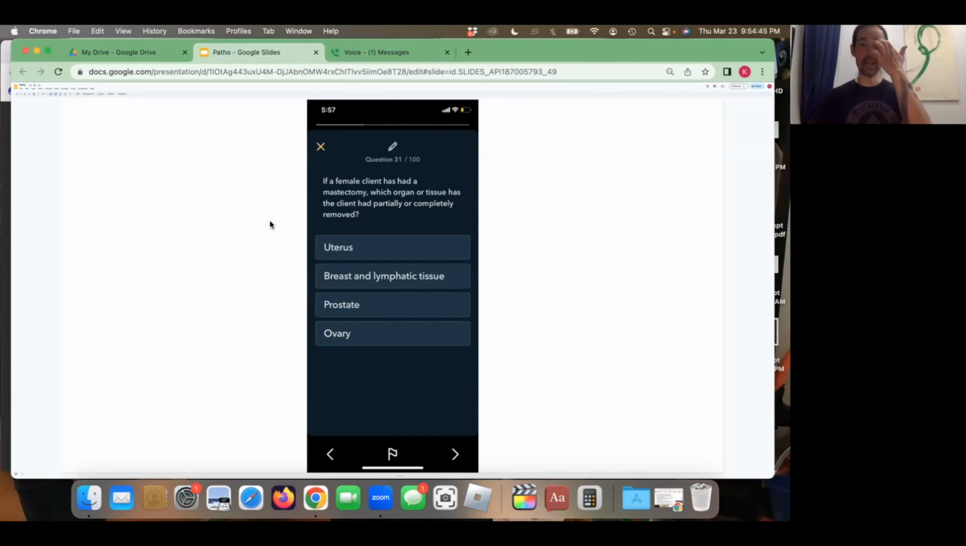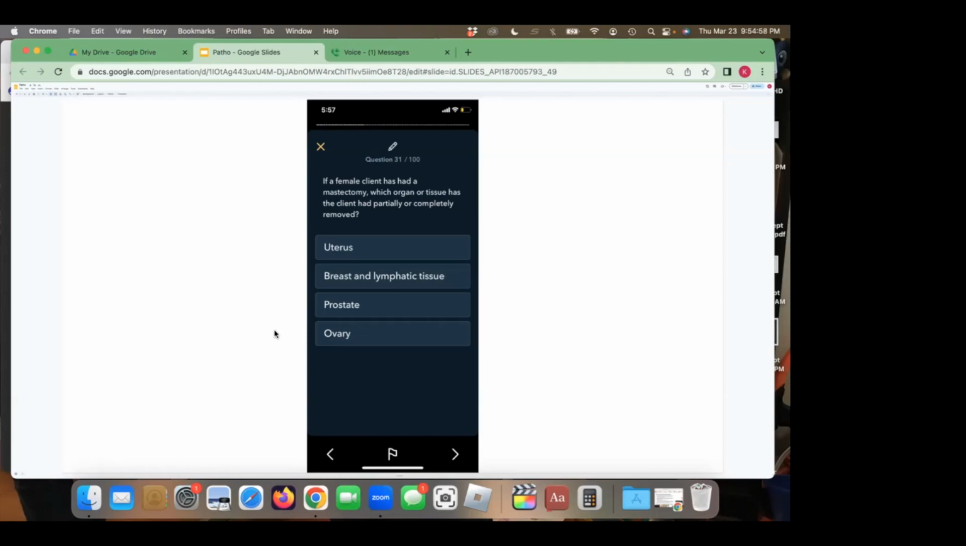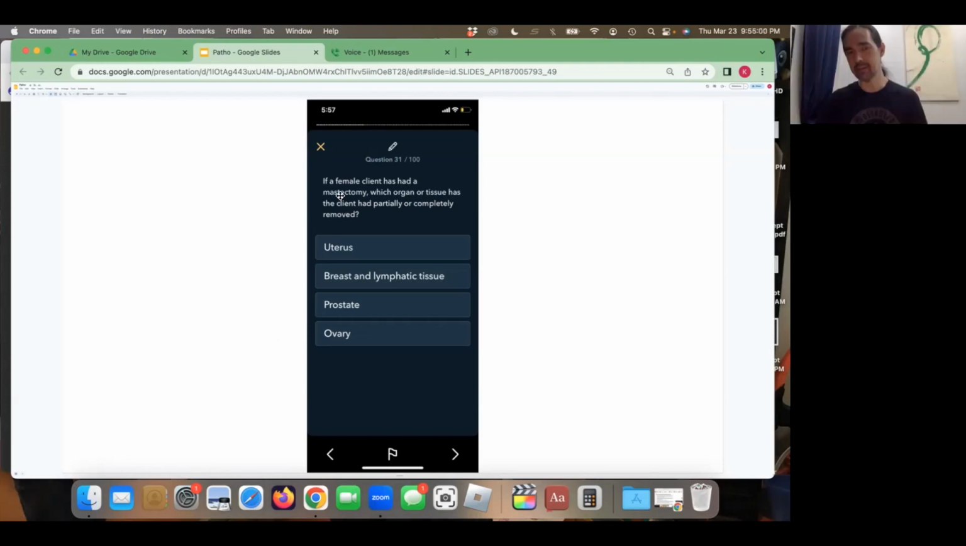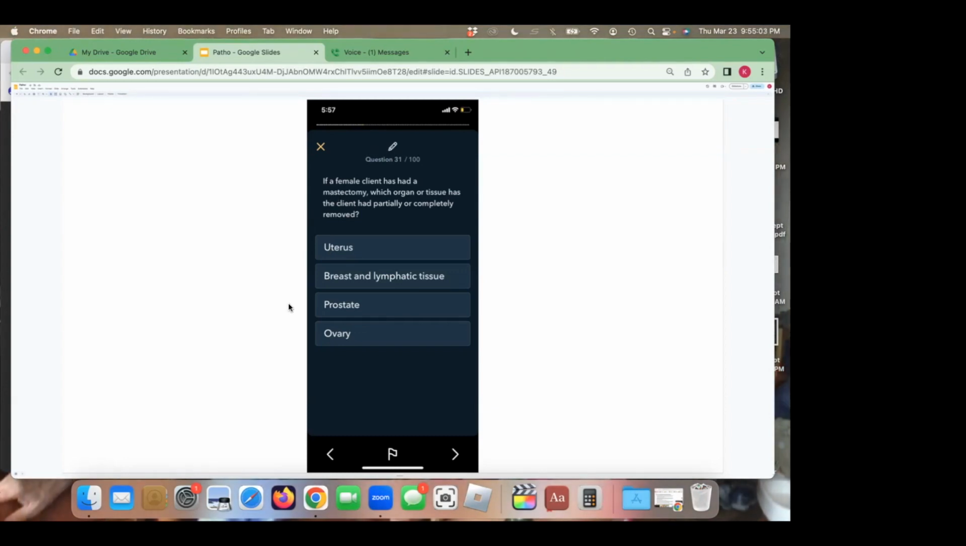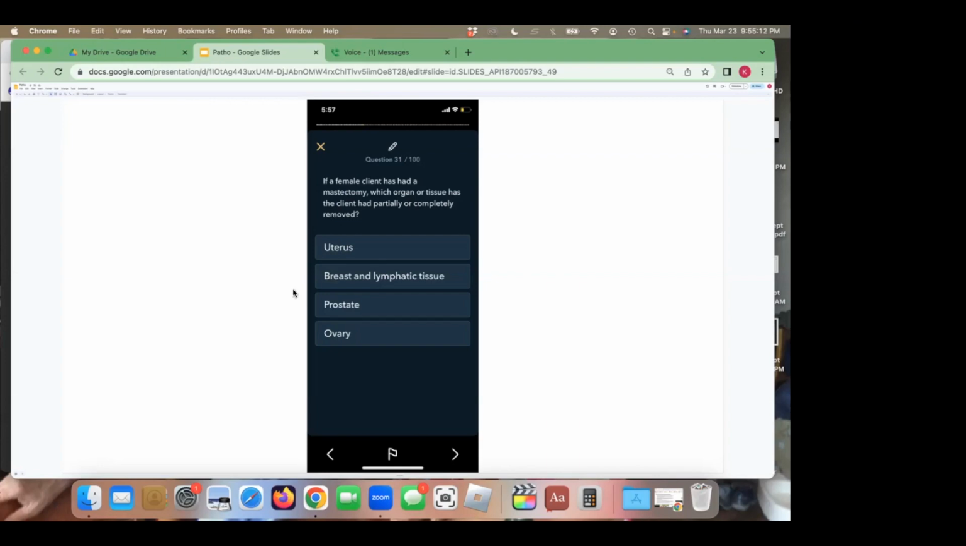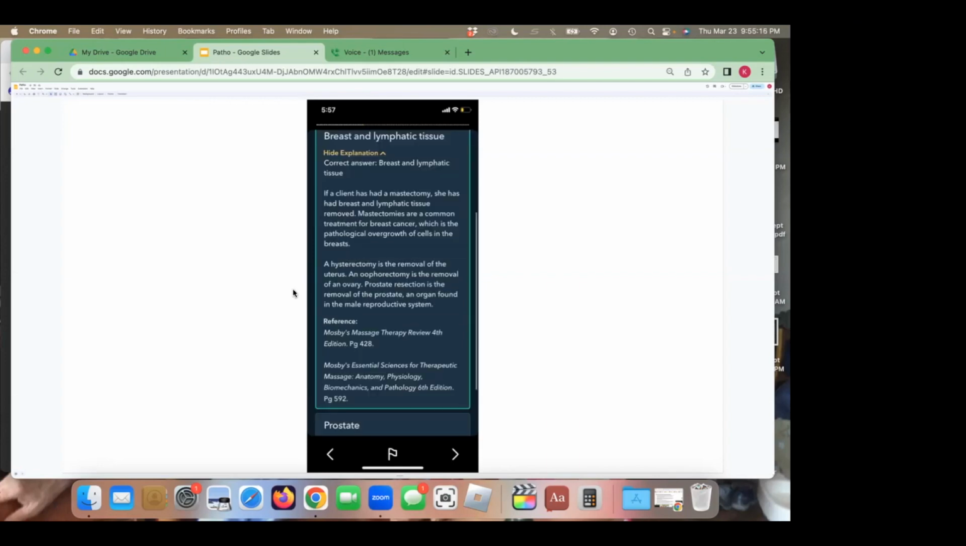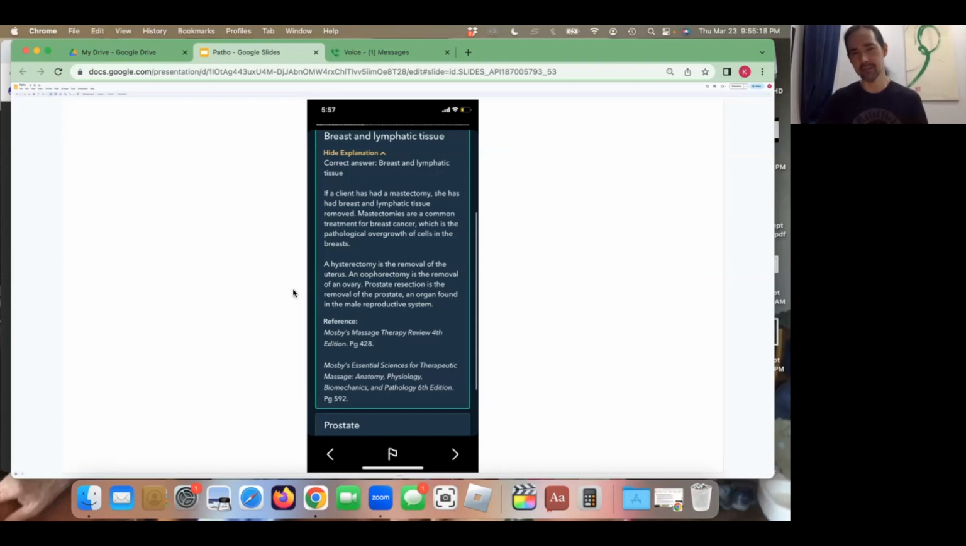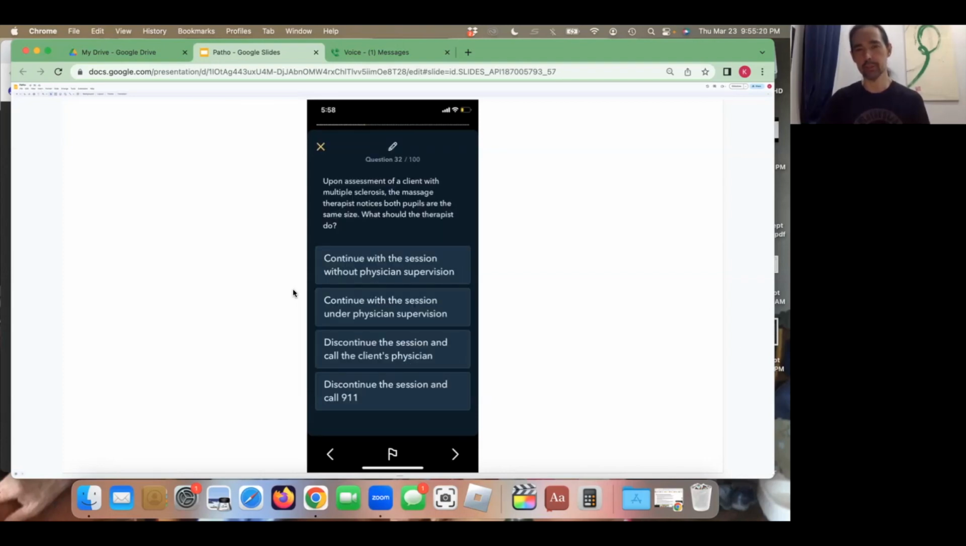If a female client has had a mastectomy, which organ or tissue has the client had partially or completely removed? Uterus, breast and lymphatic tissue, prostate, or ovary? Uterus. Mast. Oh, okay. Then uterus would be hyster. So uterus is hysterectomy. Breast is mastectomy. Mastectomy. I should know that. You know it when you learn.